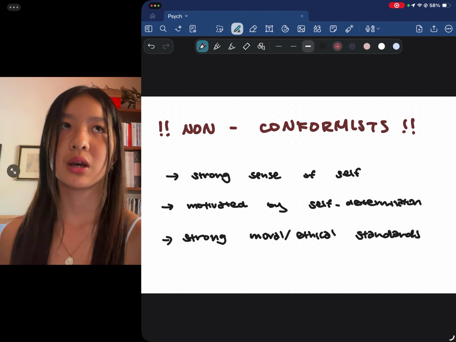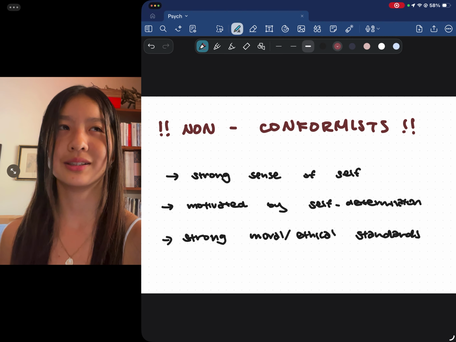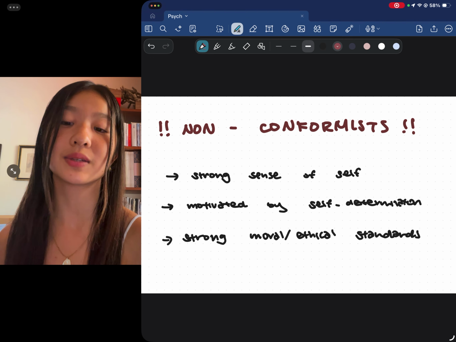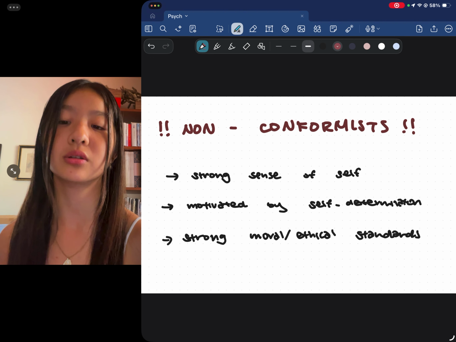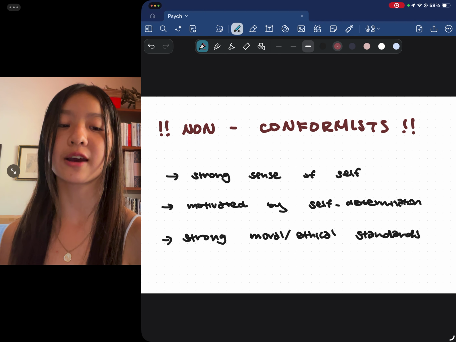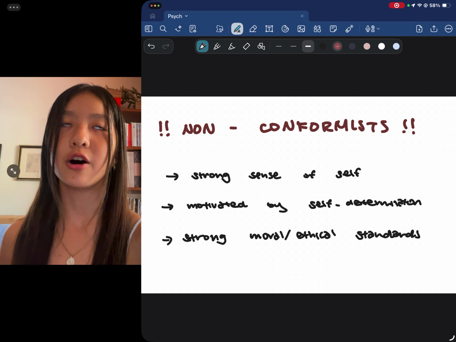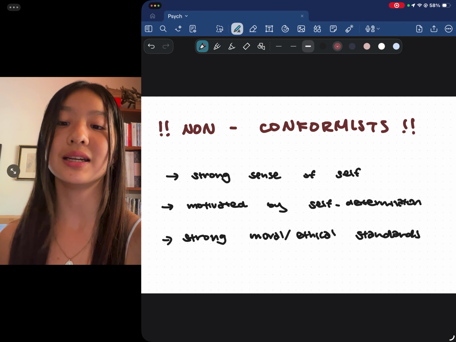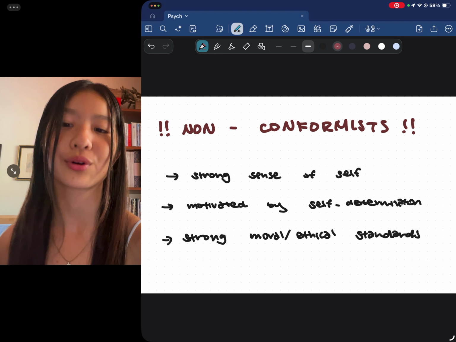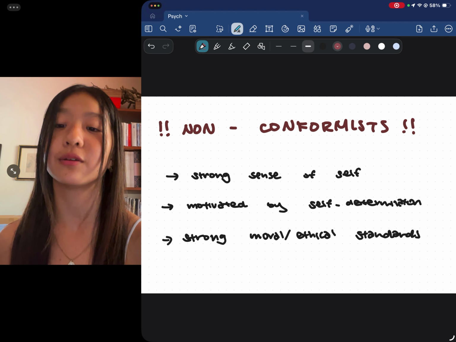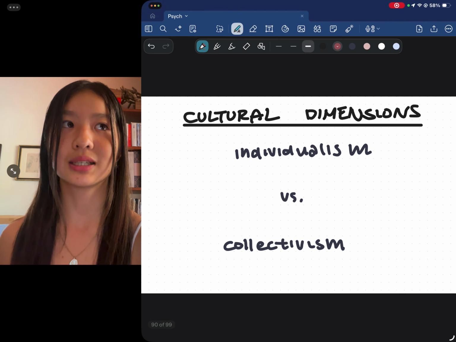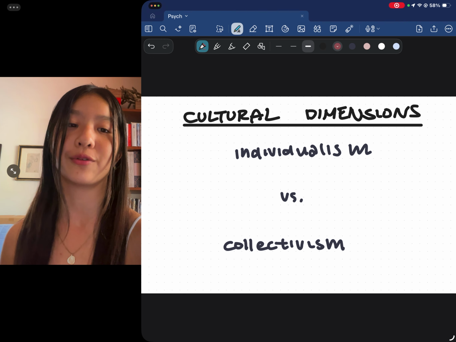And here's where the idea of a nonconformist comes in. Nonconformists usually align with individualism, and they have a strong sense of self, and they're motivated by self-determination over extrinsic pressures, so they're intrinsically motivated. And this means that they have strong moral ethical standards, and they don't really see the need to conform to society's norms. They kind of do their own thing, and they don't conform. So this shows that conformity doesn't apply to everyone. But it is said that more collectivist societies tend to see higher rates of conformity.